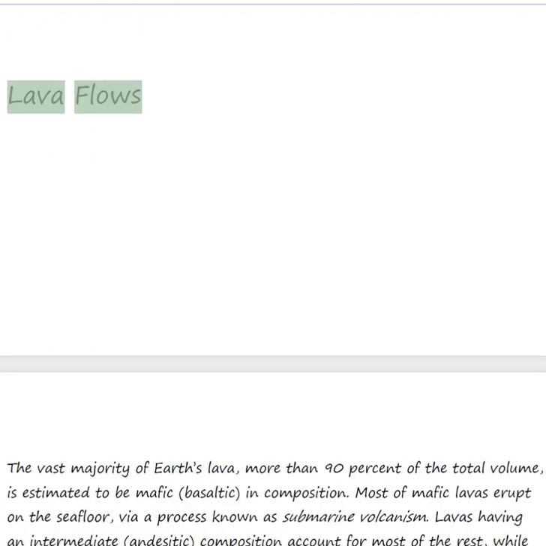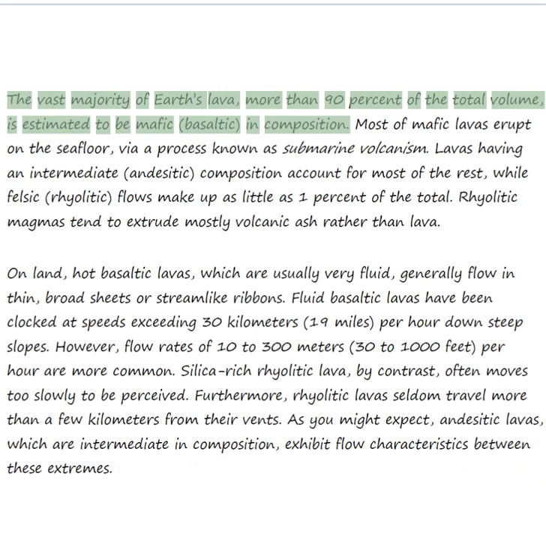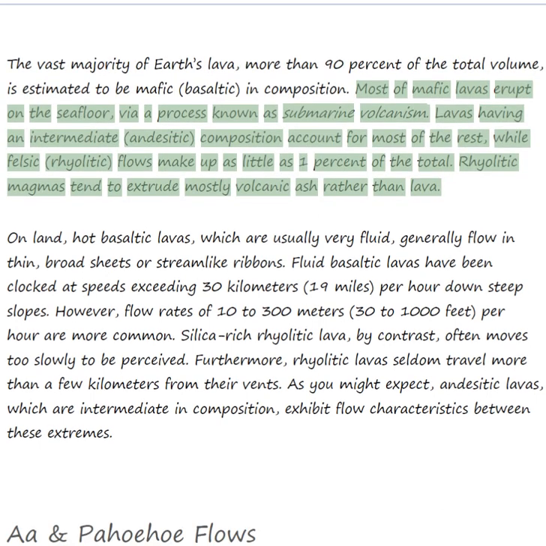Lava flows. The vast majority of Earth's lava, more than 90% of the total volume, is estimated to be mafic in composition. Most mafic lavas erupt on the seafloor via a process known as submarine volcanism. Lavas having an intermediate composition account for most of the rest, while felsic flows make up as little as 1% of the total. Rhyolitic magmas tend to extrude mostly volcanic ash rather than lava.